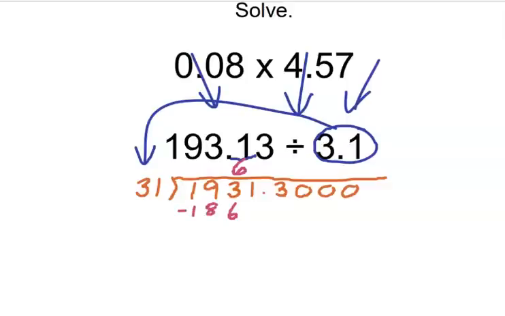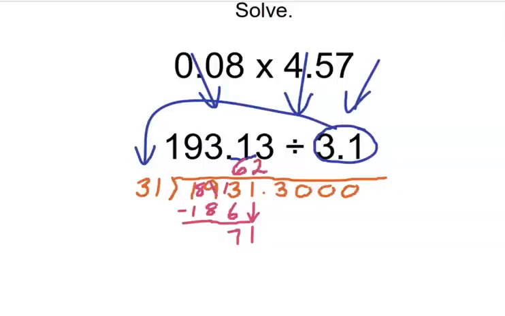All right, and then we're going to subtract that. Can't take 6 away from 3, so we're going to have to borrow. So we have 13 minus 6, and that's going to give us 7. Now we're going to bring down the 1. How many times does 31 go into 71? Well, 31 times 2 is 62. 31 times 3 is going to be in the 90s. So let's just say 2.